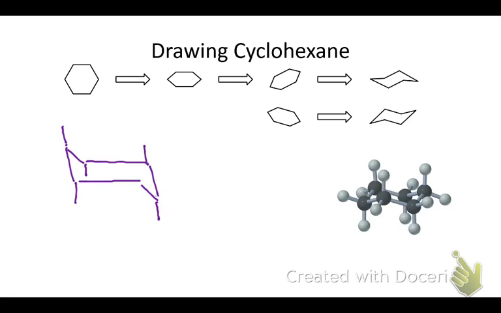So this is actually what it looks like. Every other one is going up or down. You guys see that? There's my up and down, up and down, up and down. It looks like someone's body when they're stretching. So those ones are known as axial.